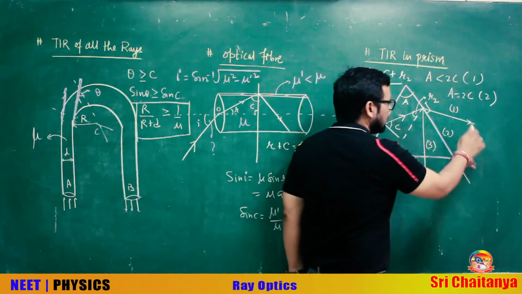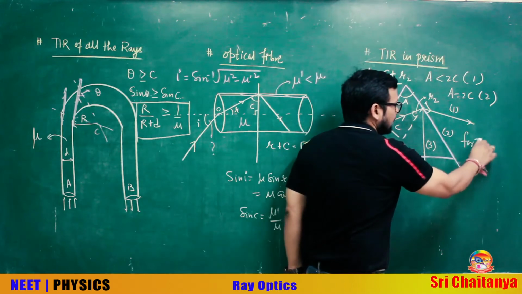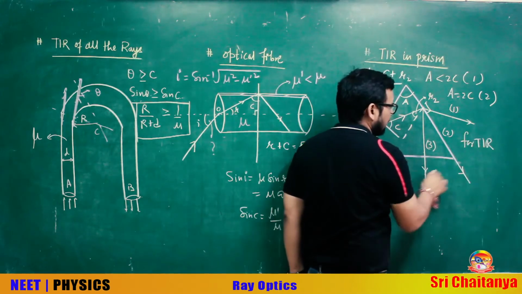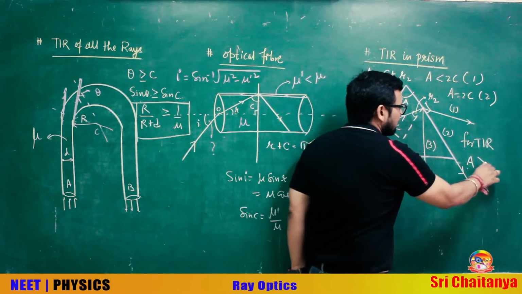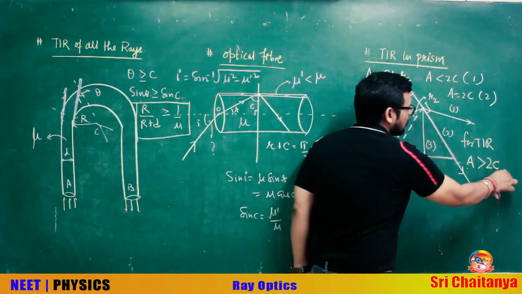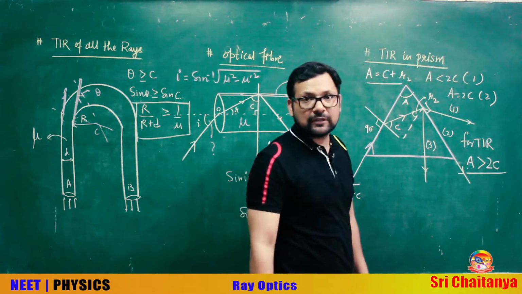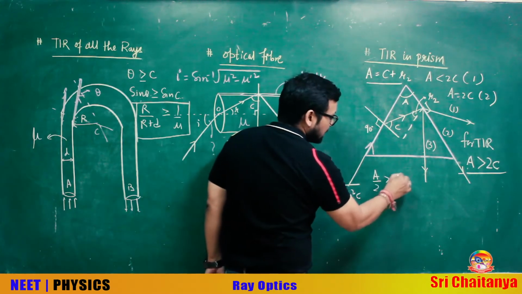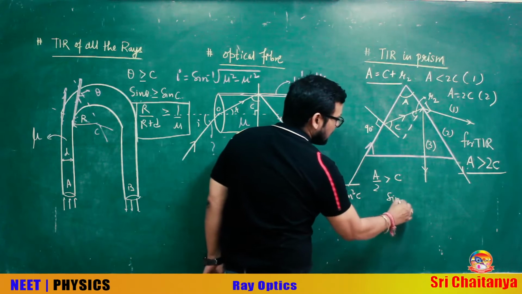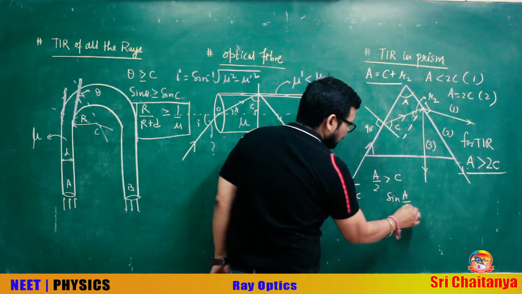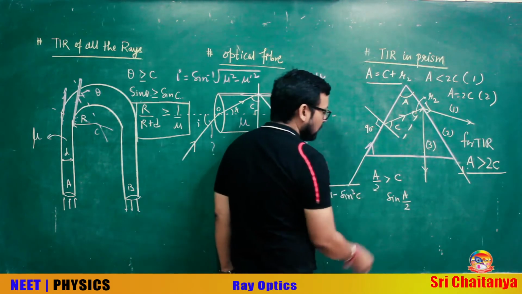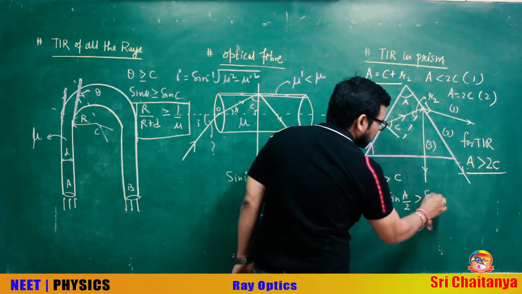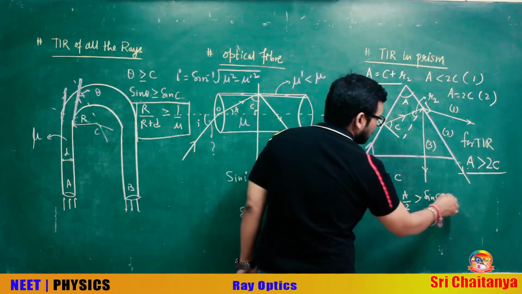But if you want TIR, let me write TIR here. For TIR, the third ray, A, the prism angle, must be greater than 2C. A must be greater than 2C. Also can be written as A by 2 greater than C, or sine A by 2 is greater than sine C, and sine C is 1 by mu.